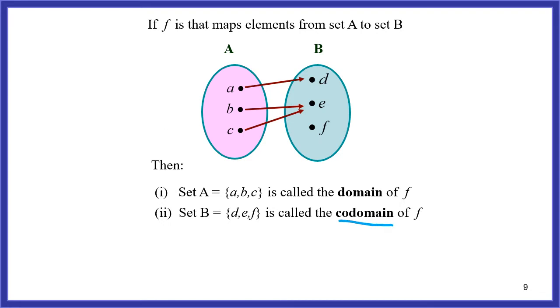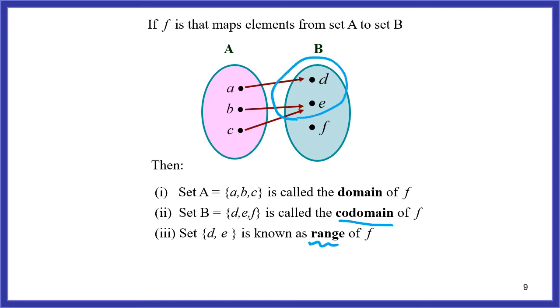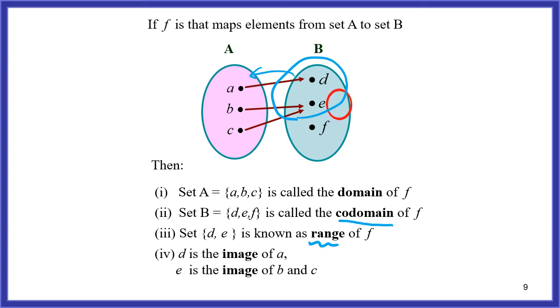But how about the ones that have been mapped from A to B? D and E, we call the range. So every element in B that has been mapped, that has a couple from set A, we call the range. Codomain is every element in set B, but range is different. Range is the element in set B that has a couple in set A. D is the image of A, E is the image of B and C.